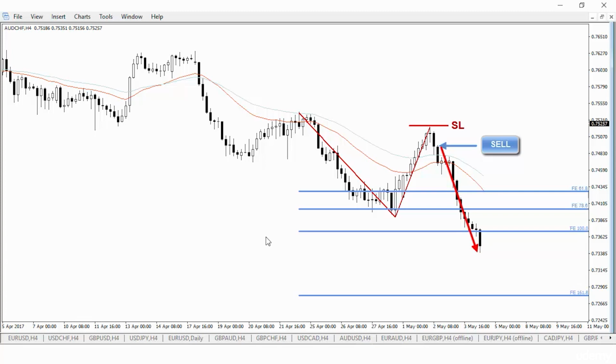And as I uncover the rest of the price action on this chart, you can see that price went more down and hit the 161.8 Fibonacci expansion level. You will also notice that right after hitting the 161.8 Fibonacci expansion level, price changed its direction and moved up for another retracement on this market.